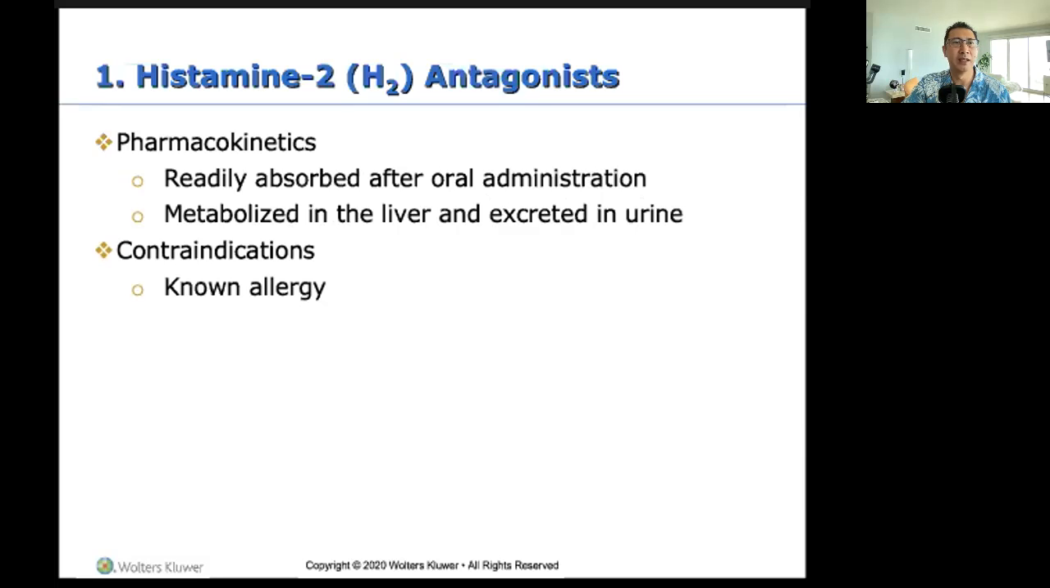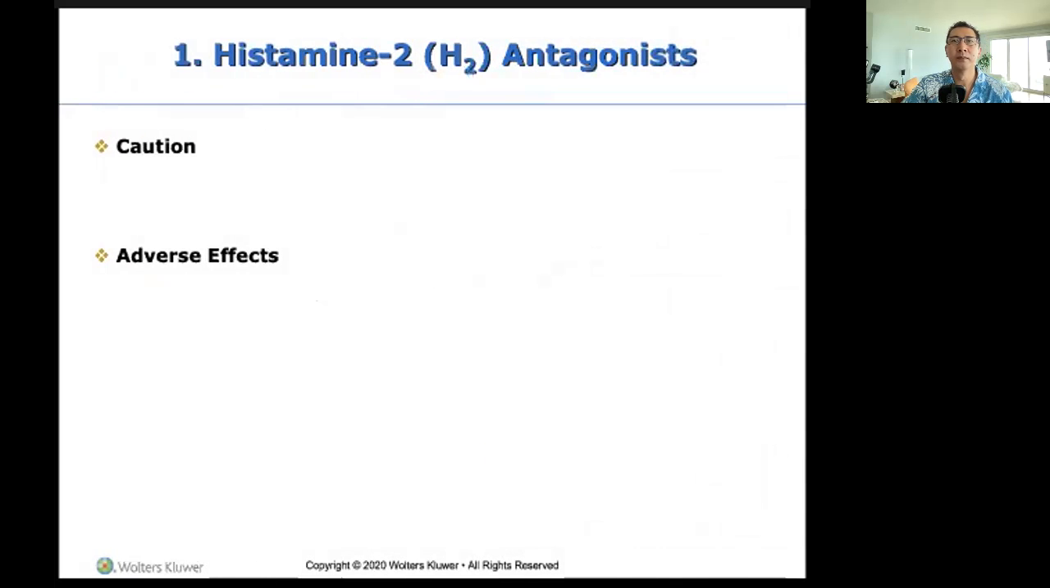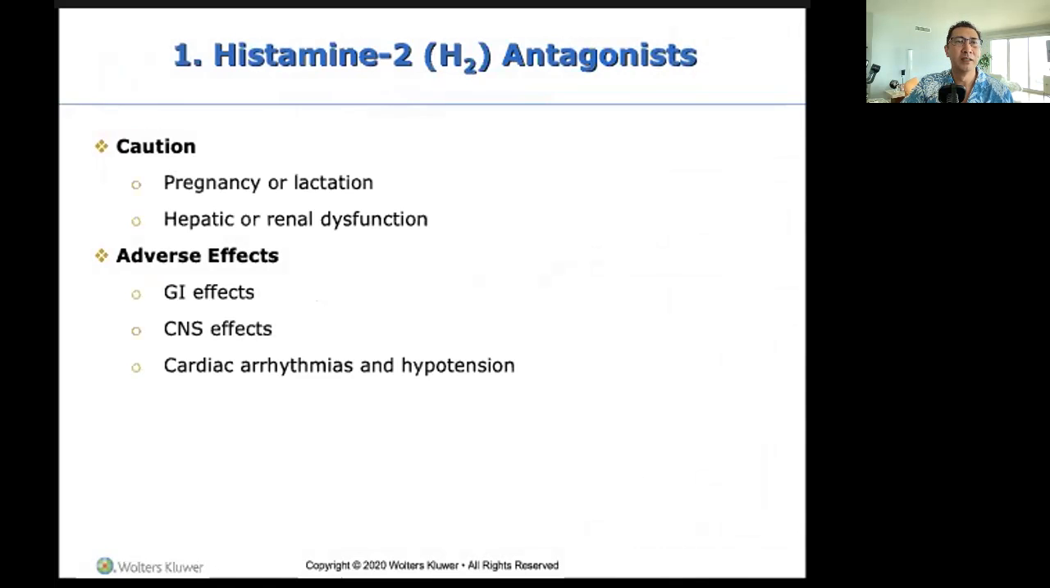The rest of it metabolizes in the liver and is excreted in the urine, which is generic for most, if not all, of the GI medications. So I'm not even going to mention that next time. Contraindications, I'm going to stop mentioning this too. With any medications, it's allergy. Of course, we're not going to give somebody something that they're allergic to. Caution with these medications: pregnancy, lactation, hepatic renal dysfunction. It has GI effects, CNS effects, cardiac arrhythmias, and hypotension, which I have not seen any of these effects on the patient. But it can happen.